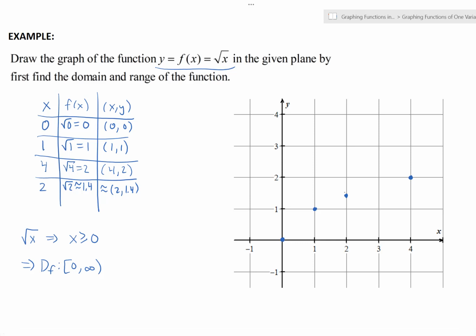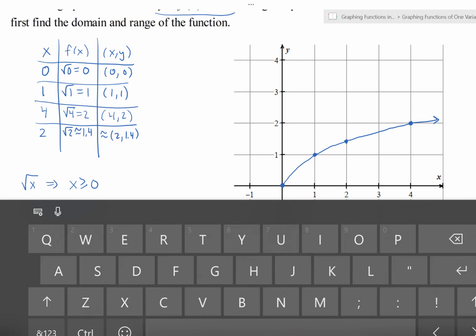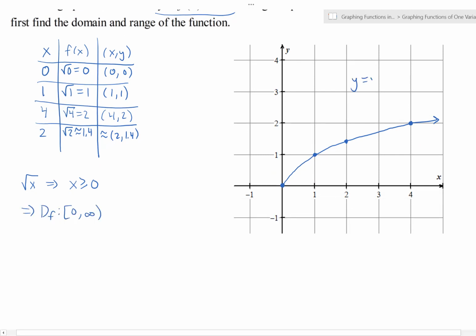Now, if you think about it, the bigger the inputs that we plug in, the bigger the square root's going to get as well. Square root of 9 is 3, square root of 16 is 4, square root of 25 is 5, and so on. So this function continues to get bigger in the output direction as our inputs get larger, but it's a slow growing function, if you will. So you connect the dots here, you get a graph that looks something like so. This is the graph of the function y equals square root x.